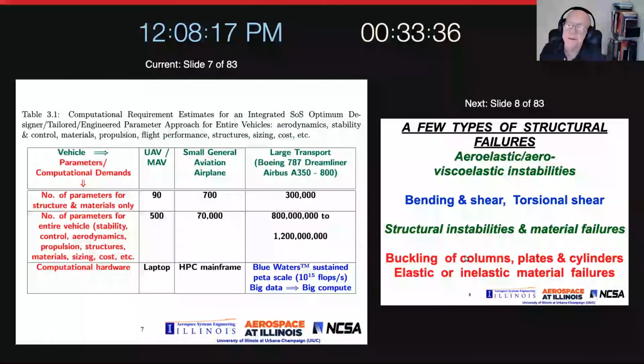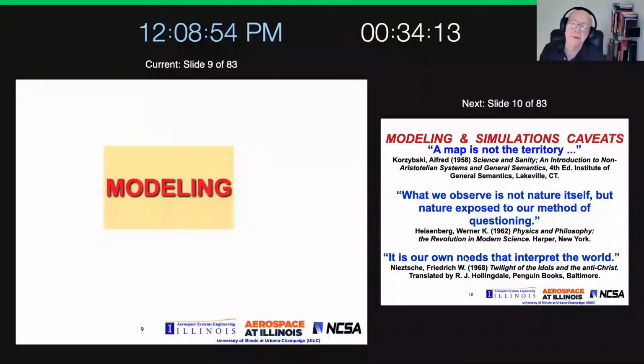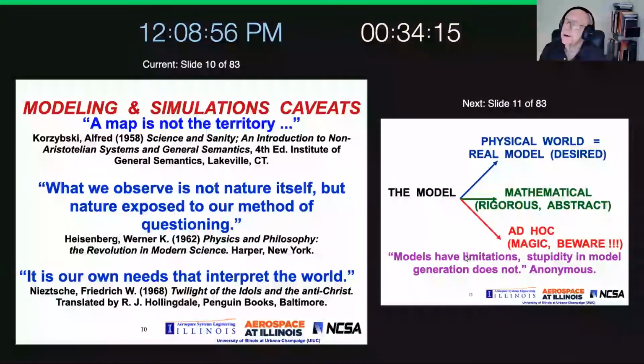So what's involved? I won't go into details, but just on the structure alone, these are the problems that we're facing. The biggest worry, of course, is the wing, and that undergoes bending and shear, and the bending and shear both produce changes in the angle of attack because they change the incident wind, and that's where the coupling starts. Then we have another problem, and that's modeling.